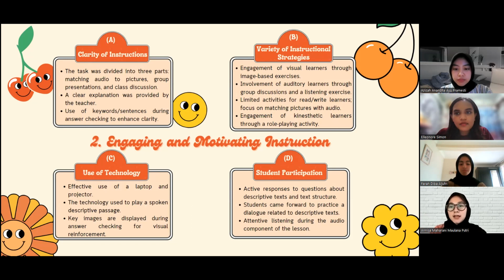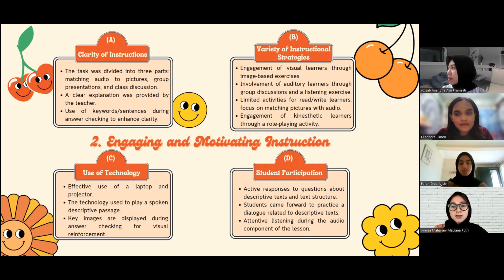The second element is variety of instructional strategies. The teacher used different teaching methods to help students with various learning styles, as described by VARK. Visual learners were engaged with image-based exercises, and auditory learners benefited from group discussions and a listening exercise. However, there wasn't much for read or write learners, as the exercise focused mainly on matching pictures with audio. Kinesthetic learners got involved through a role-playing activity where students performed a dialogue related to descriptive text.